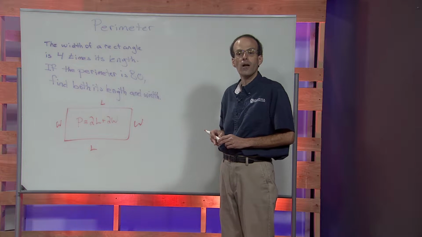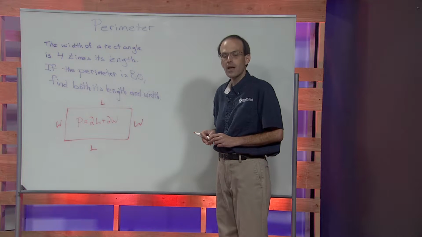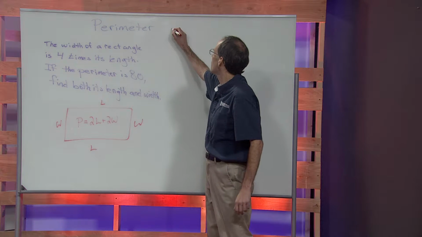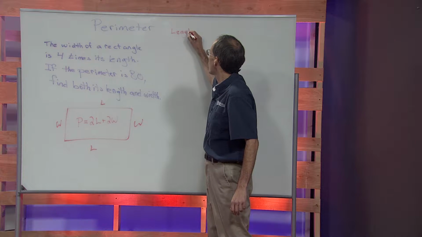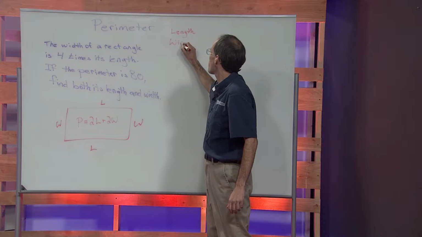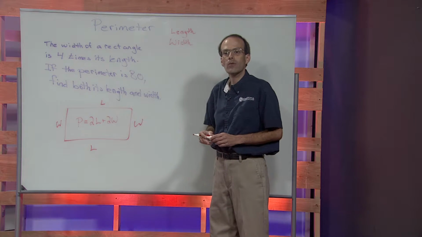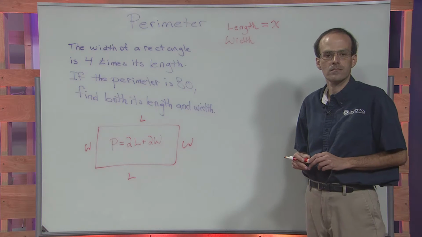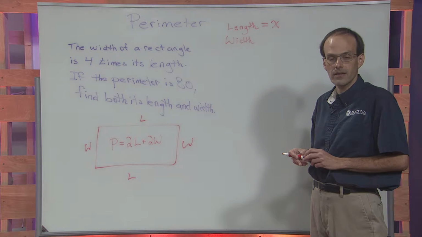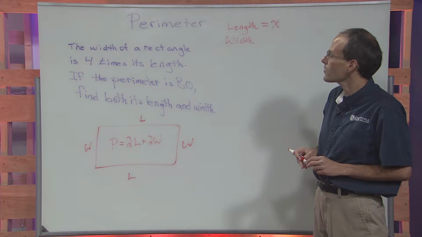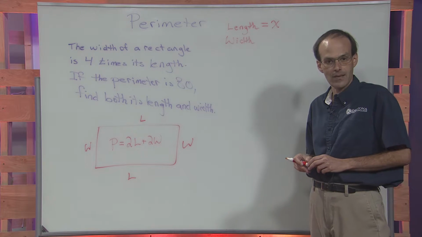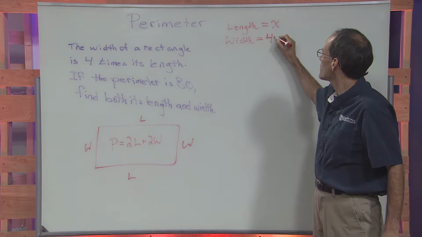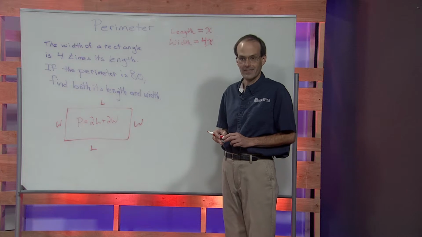As always with word problems, we'll begin with labeling. There are 2 things we have to find, its length and its width. We'll start with that. We'll label the length as the unknown x. We're given some information about the width in the problem. We're told that the width of the rectangle is 4 times its length. So if the length is x, the width is 4 times x, or 4x.